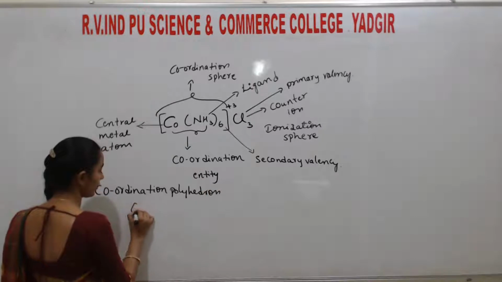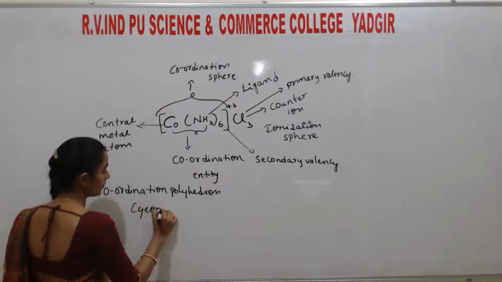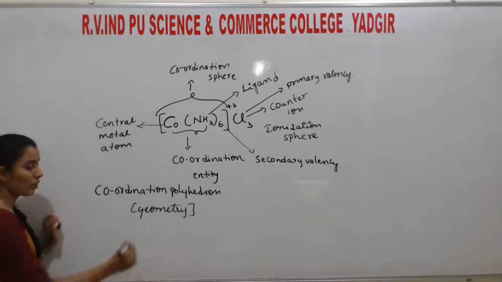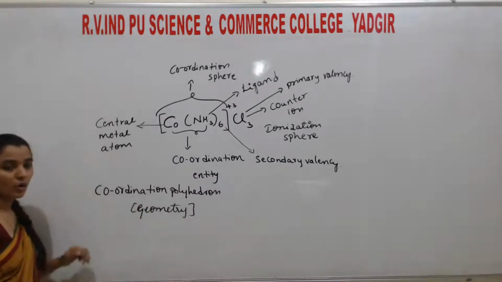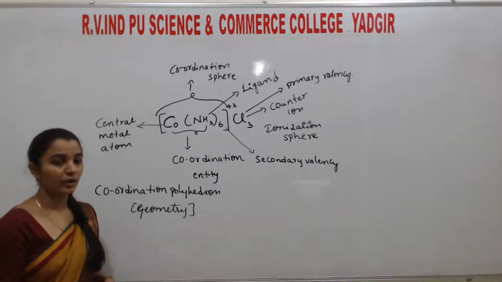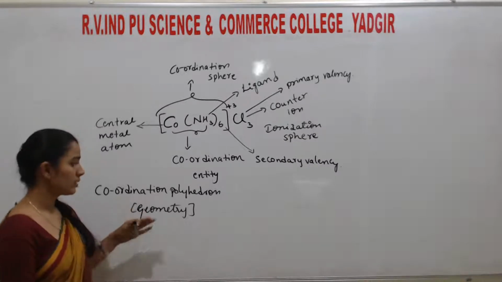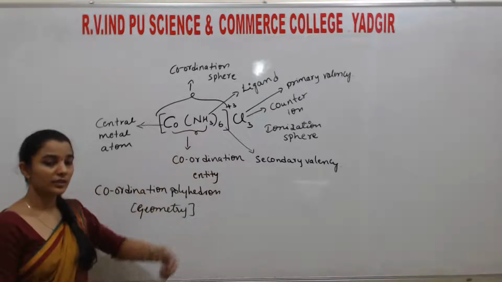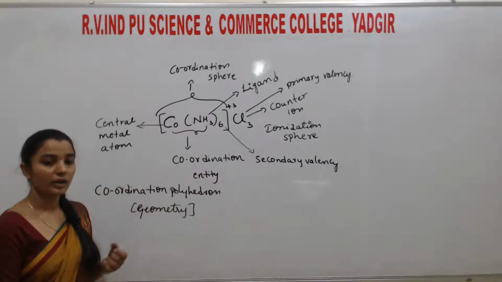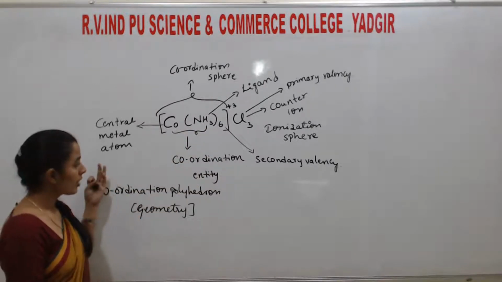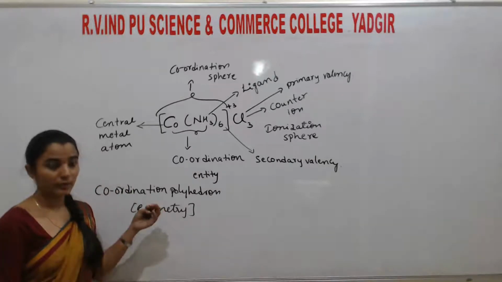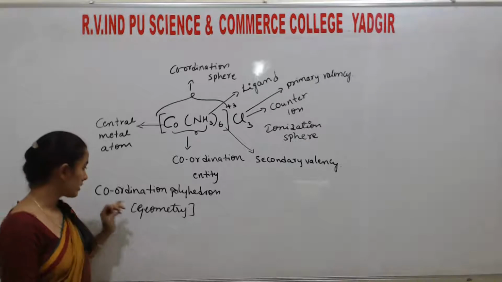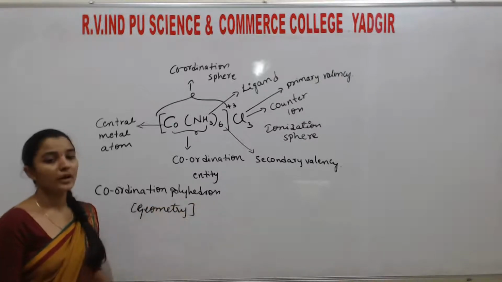Coordination polyhedron means the geometry of the complex. Based on the number of ligands bonded here, we classify them as linear, trigonal, tetrahedral, square planar, trigonal pyramidal, like that. That is called a coordination polyhedron.